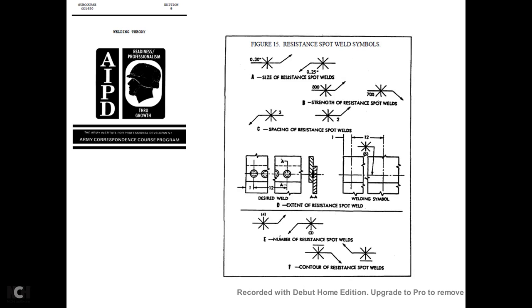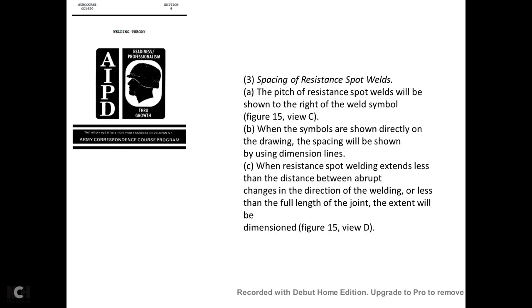Alright, here is the resistance spot weld symbol. A, the size of the resistance spot weld, 0.25 of an inch. B, the strength of the resistance spot welds. C, the spacing of the resistance spot welds. D, the extent of the resistance spot weld. And E, the number of resistance spot welds and the contour of the resistance spot weld.